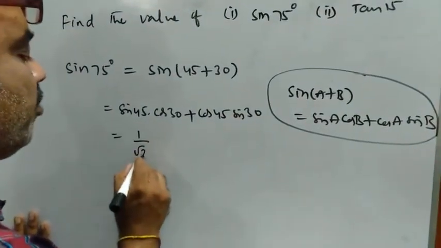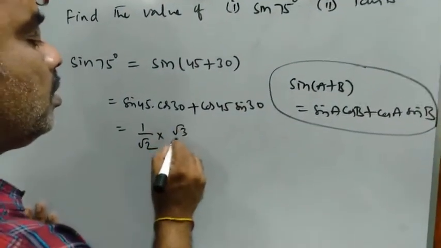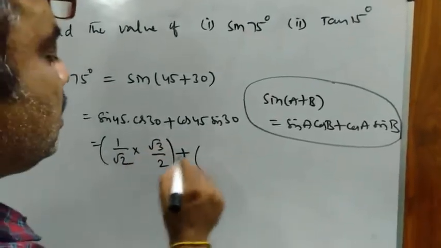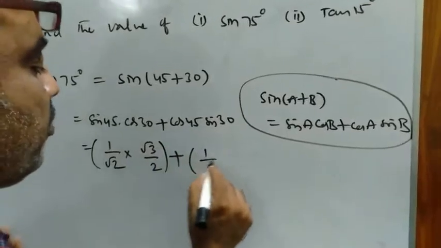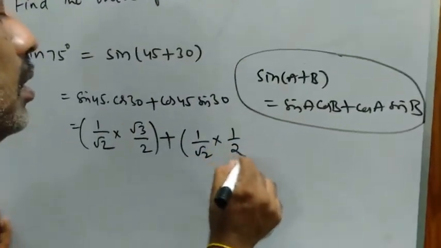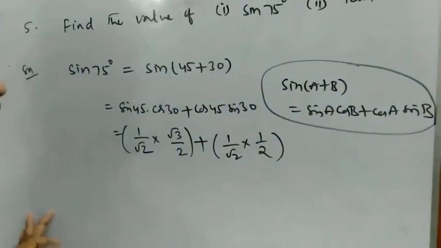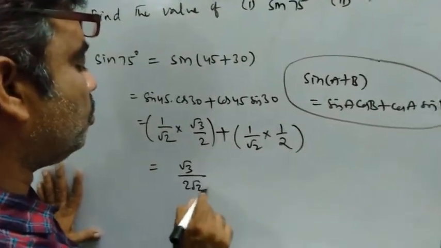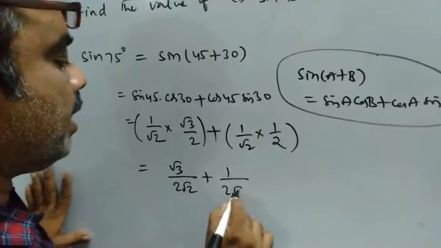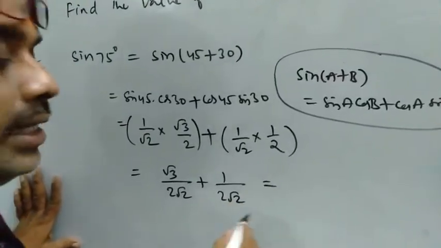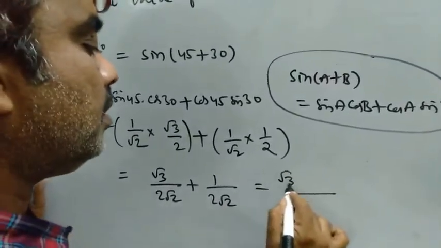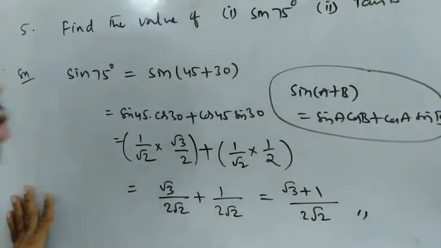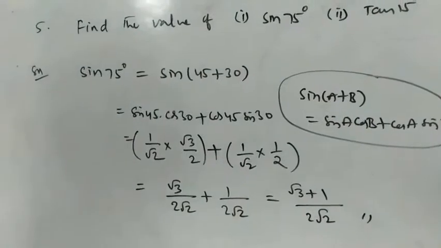Sin 45 is 1 by root 2, cos 30 is root 3 by 2. Similarly, second term plus cos 45 is 1 by root 2, sin 30 is 1 by 2. So root 3 by 2 root 2 plus 1 by 2 root 2. The denominator is the same, so in the numerator root 3 plus 1, by denominator 2 root 2. That is the required solution.